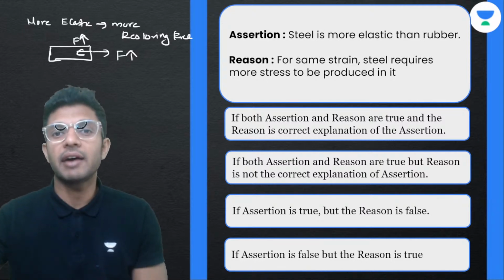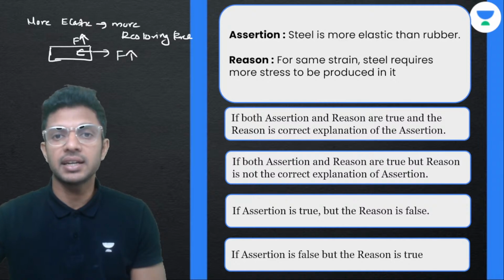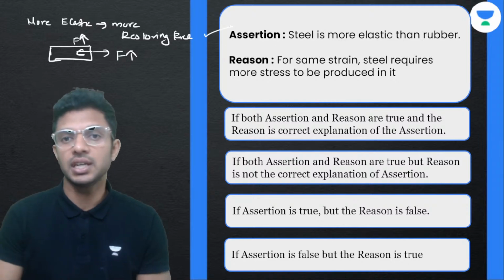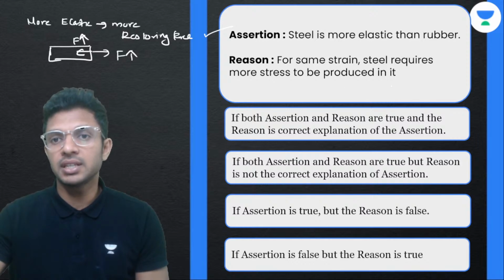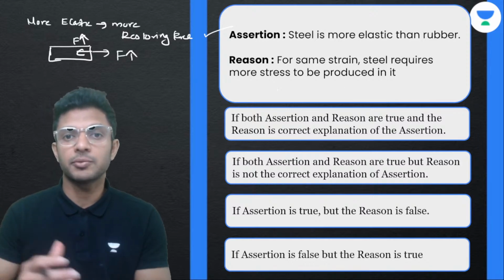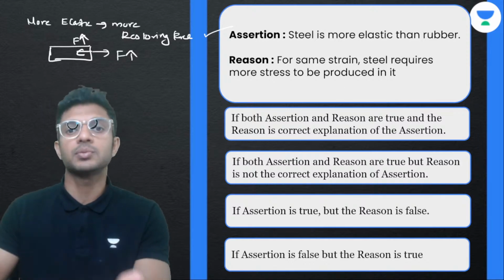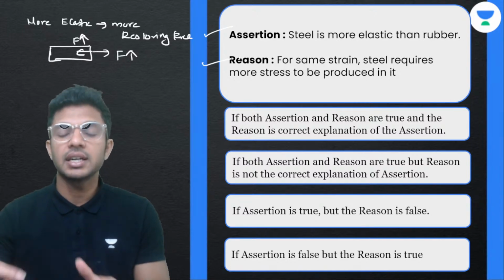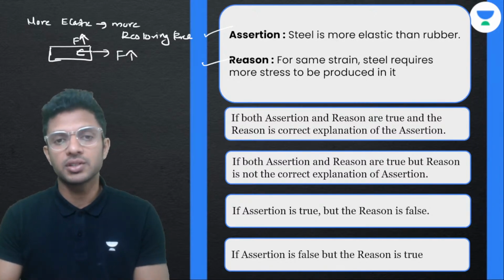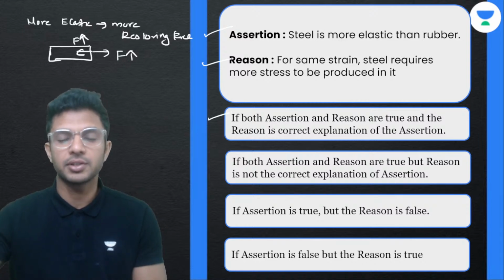Okay, so we have to say steel is more elastic than rubber. ठीक है, assertion तो सही है. Now reason says for same strain steel require more stress. Stress मतलब force by area. Yes, steel requires more force on it. Yes, correct. And obviously reason is the correct explanation for assertion also. So yes, सही है, हमारा first option correct है.